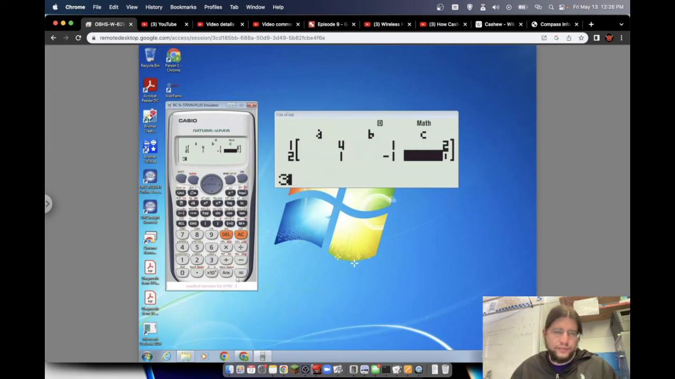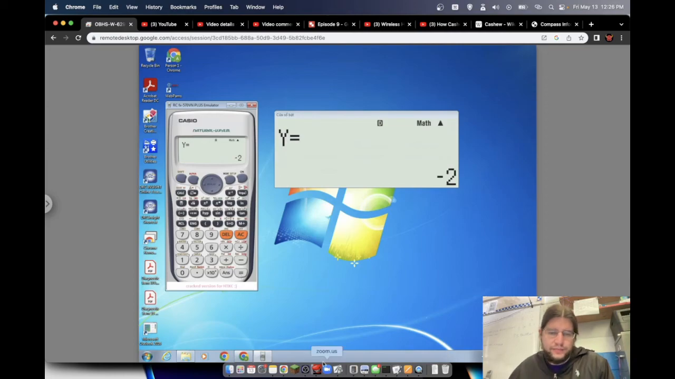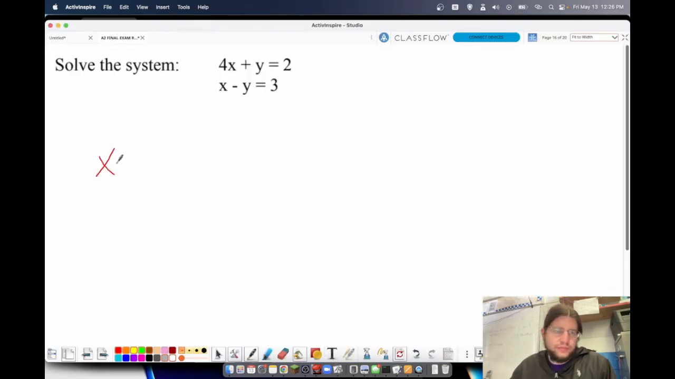3. And then we just hit equals. X is 1, y is negative 2. Done. The correct way to answer this would be as an ordered pair. The end.